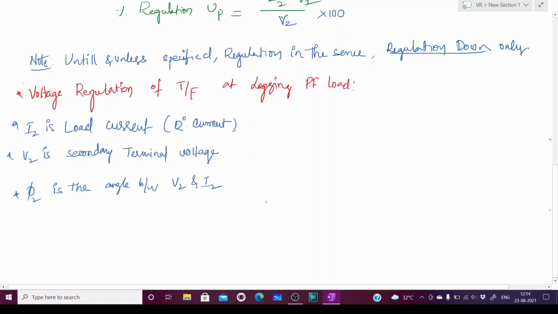Okay, so let us draw the phasor diagram here. I'm considering V2 as reference. So this is our V2 vector. Because we are talking about lagging power factor load, the current should lag the voltage by some angle phi 2. This angle phi 2 is the power factor angle of the load, the lagging power factor angle.